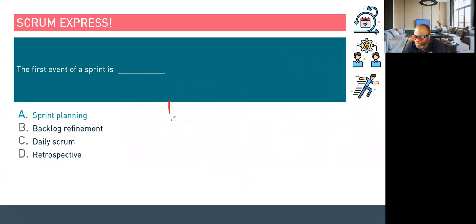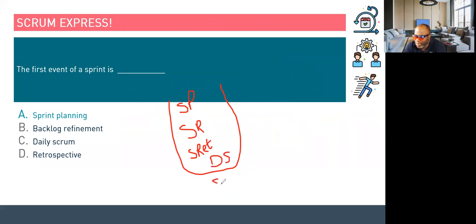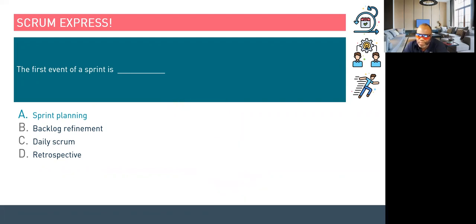Just remember, again, we have a container, and in the container, we have everything else. We have the sprint planning, we have the sprint review, we have the sprint retrospective, and we have the daily scrum, all of them happening within the container of the sprint. So your container is the sprint, and that will help you navigate some of the questions that you face on the test. All right, let's move on to our next one.